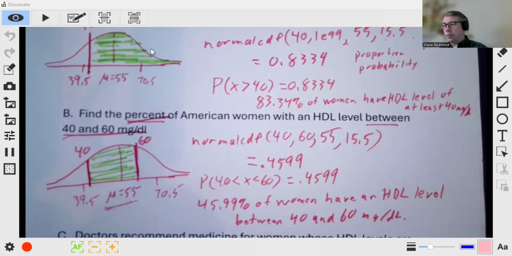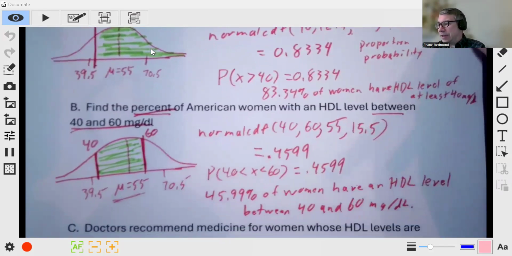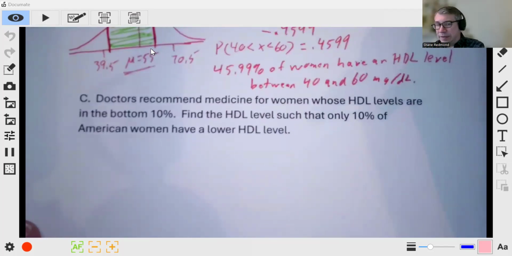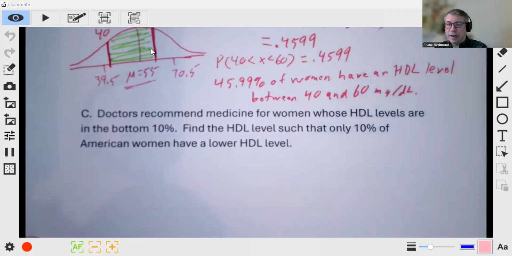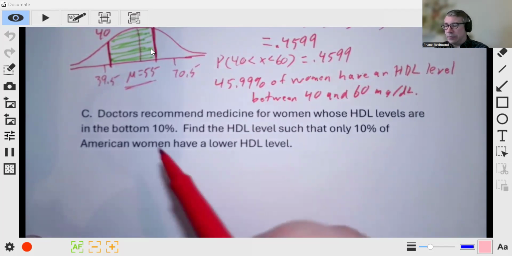All right, let's do one more example. And this one is a little bit different from the others. So let's read carefully here. Doctors recommend medicine for women whose HDL levels are in the bottom 10%. Find the HDL level such that only 10% of American women have a lower HDL level.